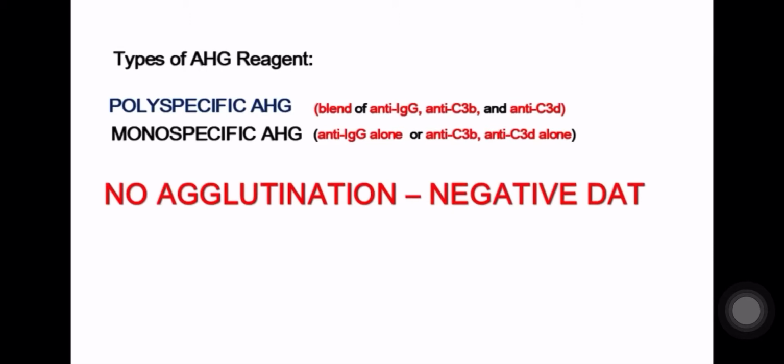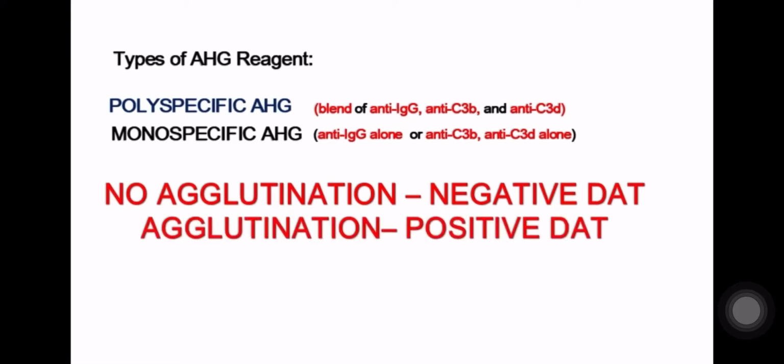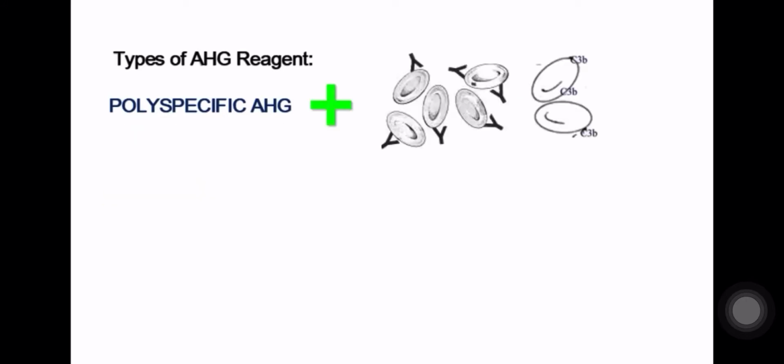So no agglutination indicates a negative DAT. That means nothing is coating the patient cells in vivo. Then agglutination with polyspecific AHG indicates a positive DAT. That may be due to either IgG antibodies or complement. Now, to determine specifically if it is an antibody or complement coating the red cell, monospecific testing is done.